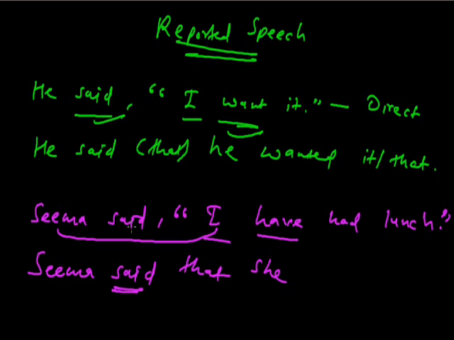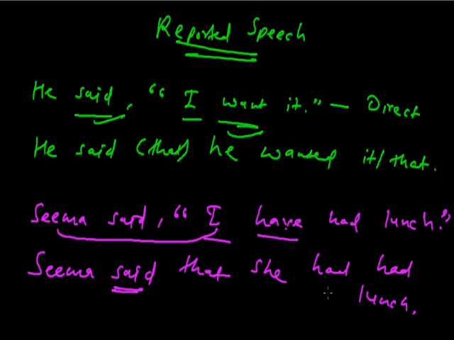Now what? Second form here, second form here. Past tense here, past tense here. Clear? Here it is past tense, so here it has to be past tense. The reporting verb is in the past, so the reported verb has to be in the past. So have had. Now see, present perfect is changed into past perfect. Had had. Seema said that she had had what? Lunch.